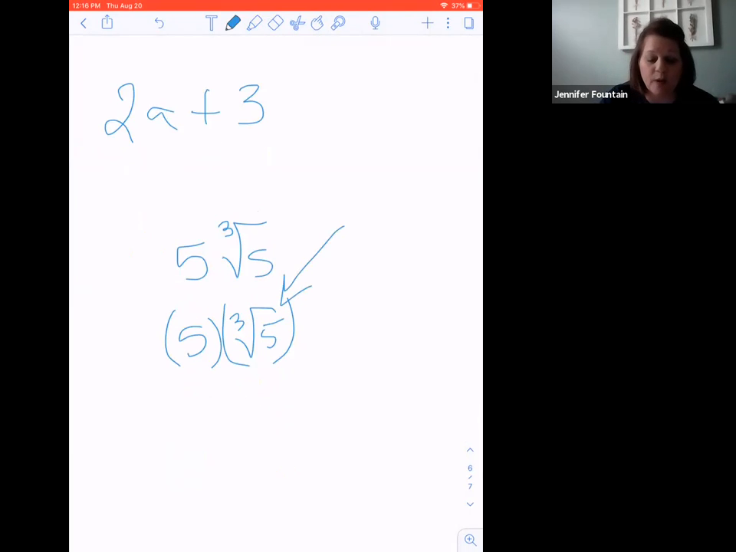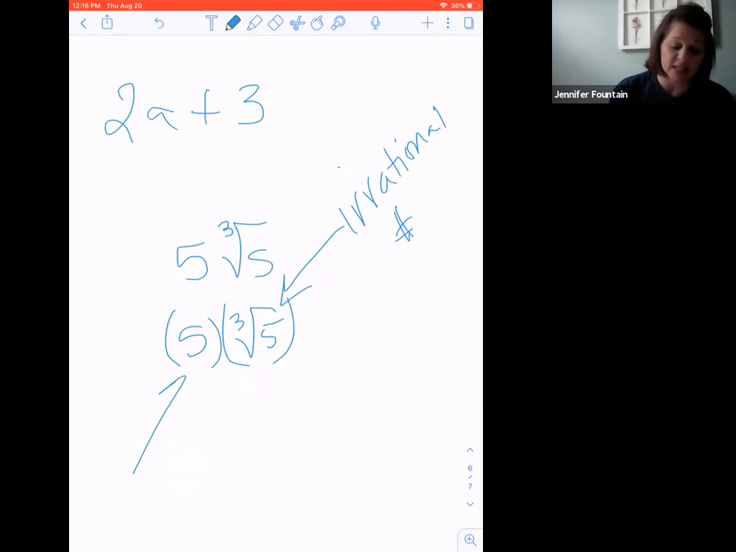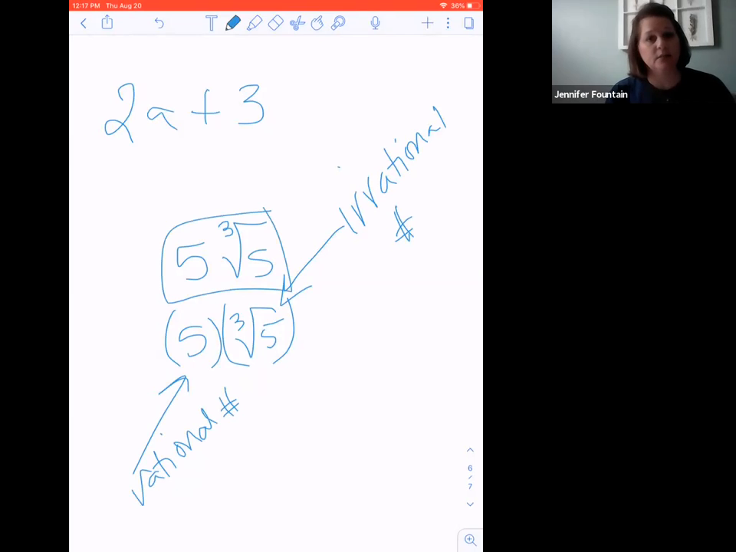Okay, so basically this means 5 times the cubed root of 5. This is an irrational number. Remember when we talked about imperfect squares, imperfect cubes? That's an irrational number. This is a rational number. So because one's irrational and one's rational, I can't combine them together. They just have to stay like that. I can't simplify it. I can't make it do anything else because one's rational and the other one's irrational. So I would just have to leave it alone.